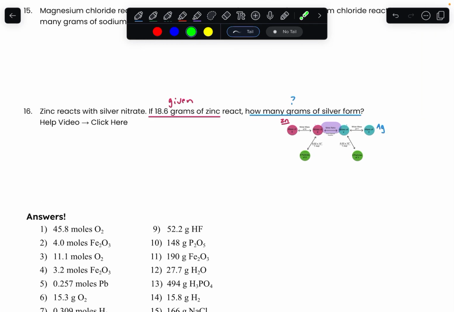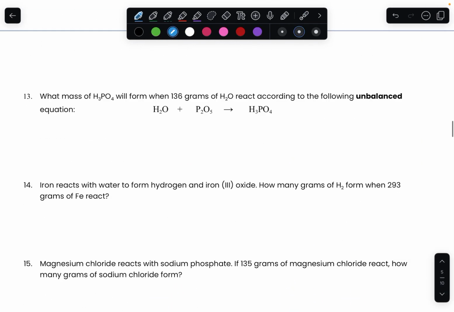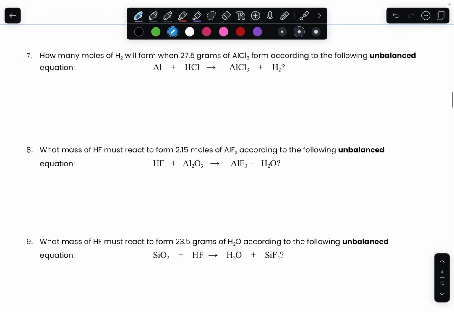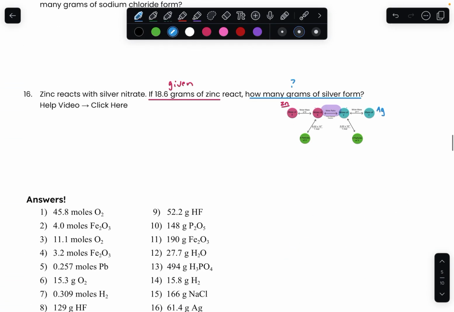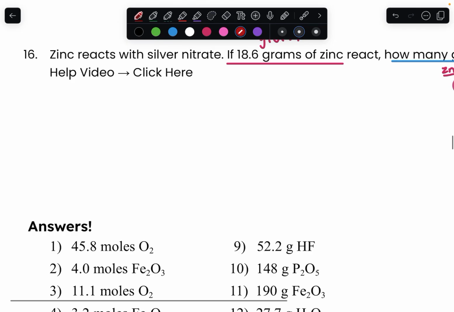So step number one is, if you're never given the full equation, like you kind of saw in the first few problems, you have to go ahead and write out a balanced chemical equation with correct chemical formulas. So let's go ahead and do that. So it says zinc is reacting with silver nitrate. So we know that zinc, the chemical symbol of that is Zn.